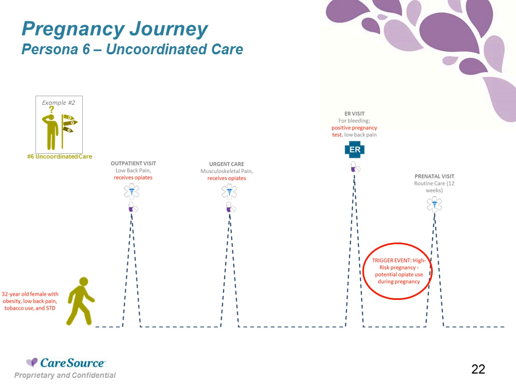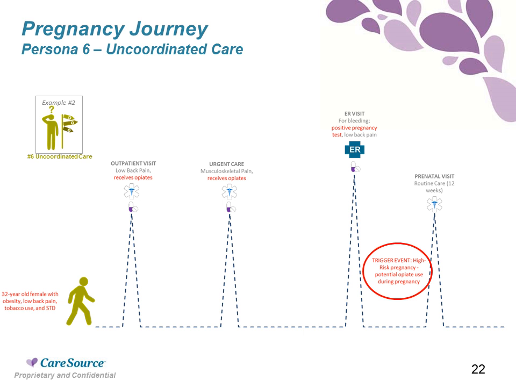So this next example, again, another pregnant individual, this one out of Persona 6, that uncoordinated care group. This woman is a 32-year-old female. She has obesity, low back pain. She's a smoker, and she also has a sexually transmitted disease. She went to an outpatient visit for low back pain, an urgent care visit for musculoskeletal pain. While she was doing that, she was receiving opiates, so we can see that in the system.